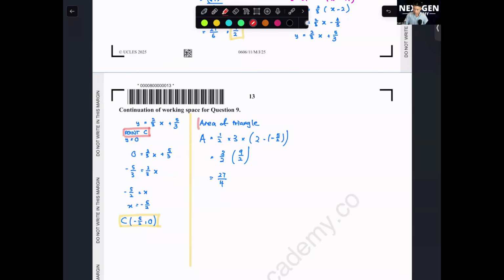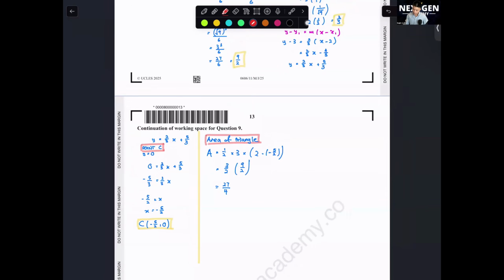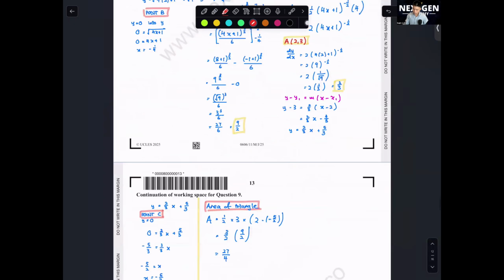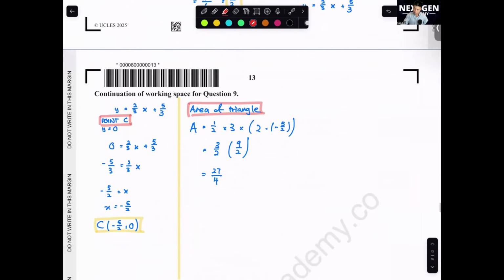Okay, now we have the area of the triangle, we have the area of the curve. The area of the curve just now was 9 over 2, so shaded area. Last step here. Shaded area. We will take 27 over 4 minus 9 over 2. So 27 over 4 minus 18 over 4. This will be 9 over 4. Final. Okay, all of this for 10 marks.